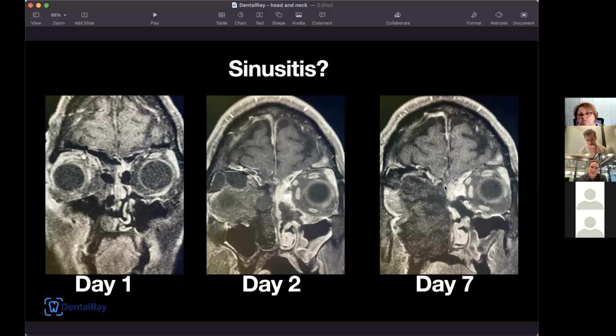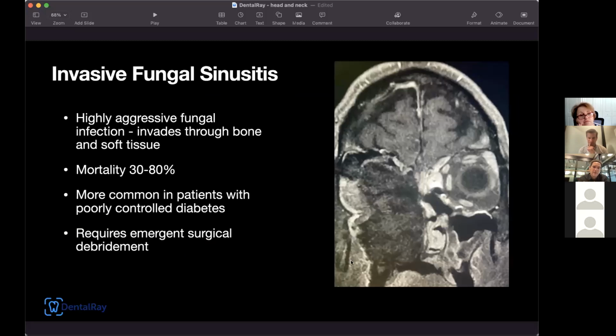So by day 7, this patient unfortunately had a severe progression of this infection and had an enucleation, where the right eye is actually removed to try to control this infection. And this is a highly feared but fortunately fairly uncommon form of sinusitis called invasive fungal sinusitis.